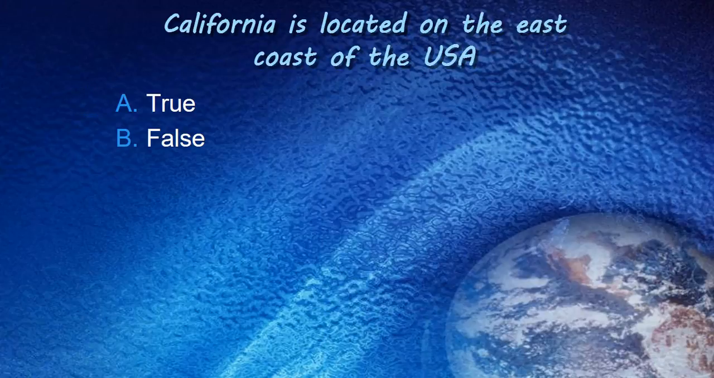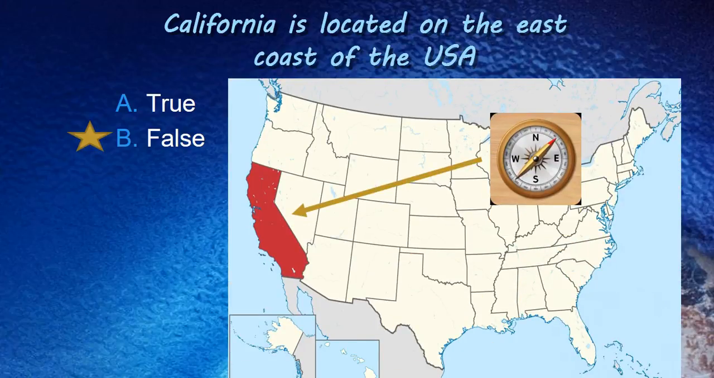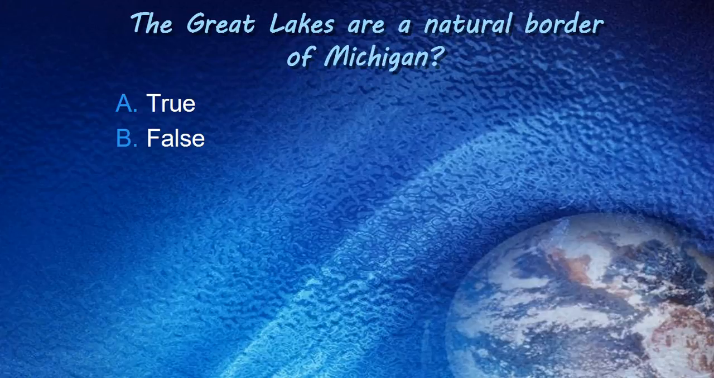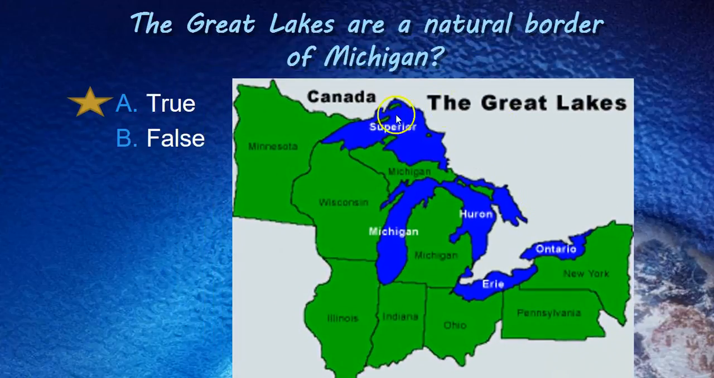California is located on the east coast of the U.S. True or false? And the correct answer is false. So a lot of people from California are called West Coast folks because they're on the West Coast. The Great Lakes are a natural border of Michigan. I gave you the answer too fast, huh? So here is the Great Lakes, all up here, the 5 lakes. And that's it.